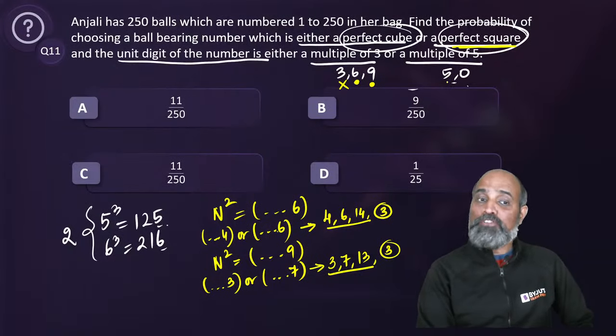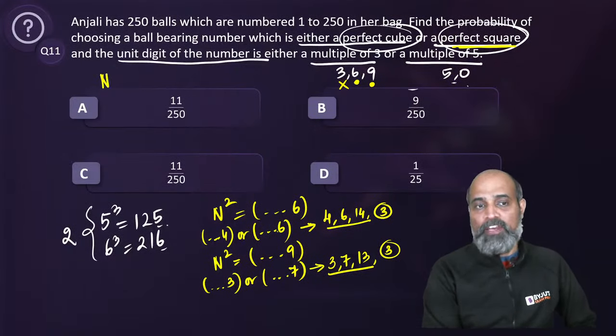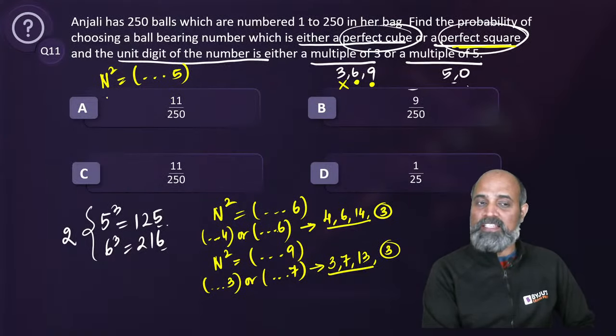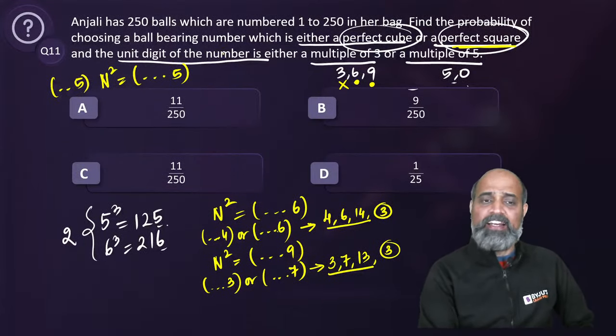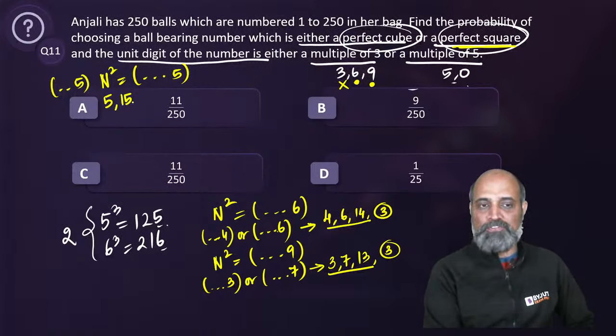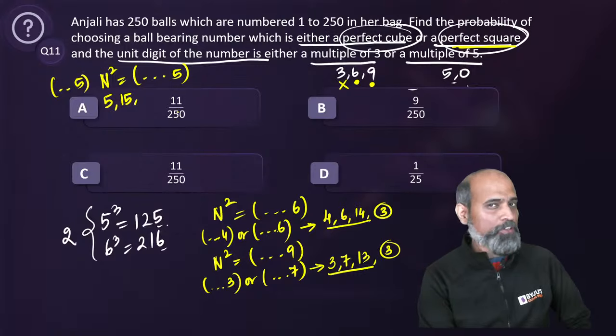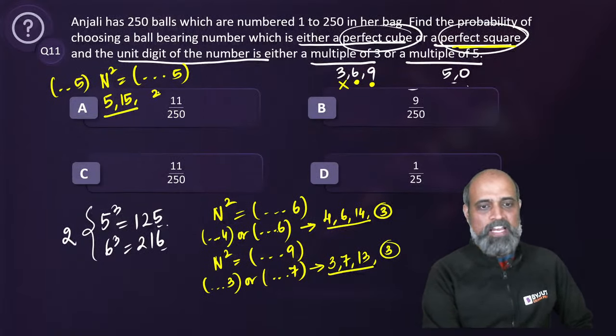Now it's the turn for 5. We have a number whose square should end in a 5. So can we say this number should itself end in a 5? That's the only way. 5 से end करने वाले numbers are going to be 5, 15. Can we take 25? No. So we will have 2 such here.